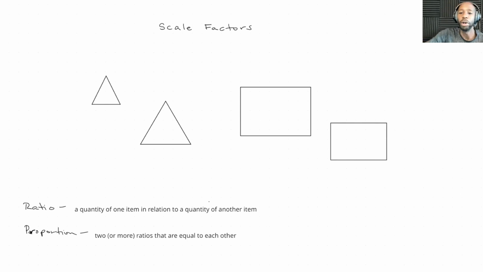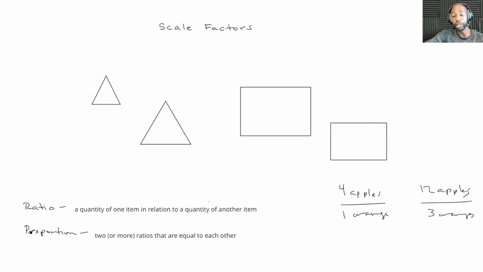that you have a bowl of fruit that has, let's do our apples and oranges, four apples and one orange. Then you have another bowl of fruit that has 12 apples and three oranges. These are proportional because they are equal to each other. If you simplify this, it really is four apples for every one orange. Okay, you see what I mean? So this is an example of a proportion.